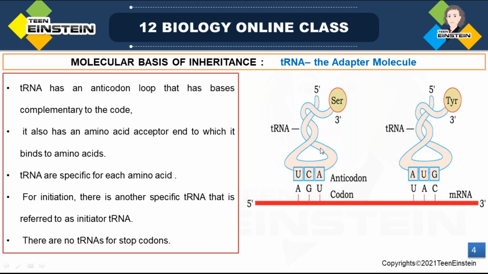In this anticodon loop, the bases are complementary to this codon. A pairs with U. Why? In DNA, what we have learned is that adenine pairs with thymine, and guanine with cytosine. But in the case of RNA, adenine pairs with uracil. Don't get confused. In RNA, that pairing is with uracil. Here also you can see A and U.